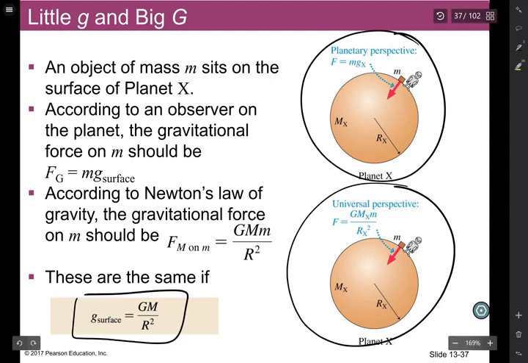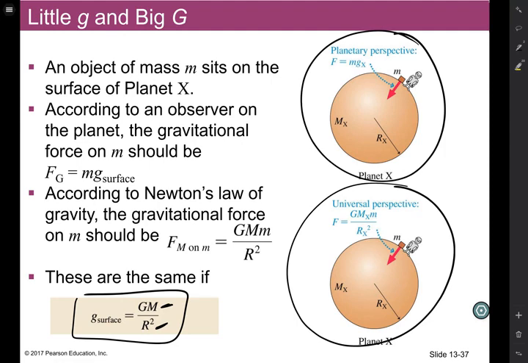So now we have a way to calculate little g anywhere. If I want to know little g on Mars, all I need is the mass of Mars and the radius of Mars. And now I can calculate little g on Mars, or the moon, or Pluto, or an asteroid, or whatever I want. And once you know little g, you can use it just like we have in the past. M times little g will always work as well, as long as you recalculate little g appropriately.